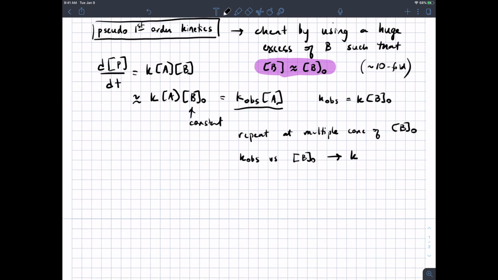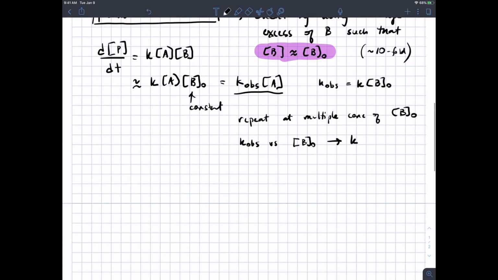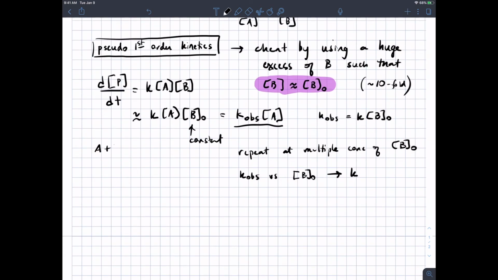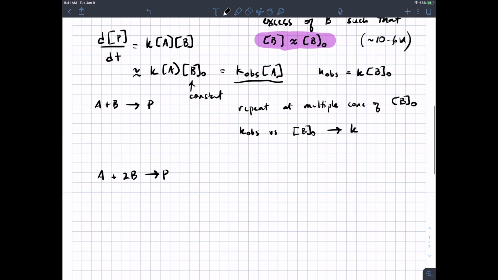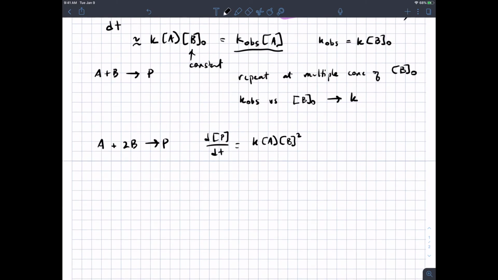Alternatively, you can use pseudo first order kinetics to tell the difference between these two situations. What we've written here is for A plus B going to P. What if it was something like this? How would you be able to observe that that was the case? Well, again, you would use so much B that if we were to write a rate law for this equation, it would be k times concentration of A times the concentration of B squared. But again, if you use a large concentration of B, you can make it first order in A.